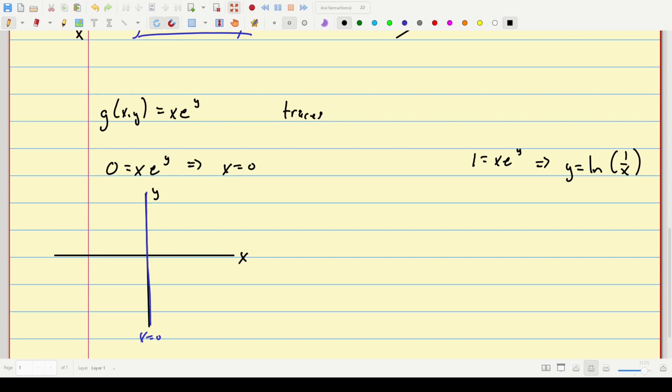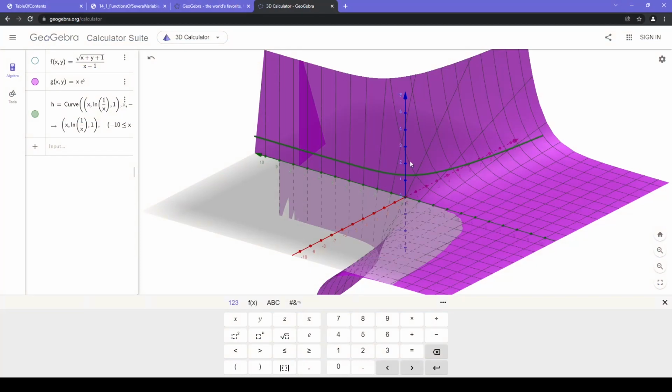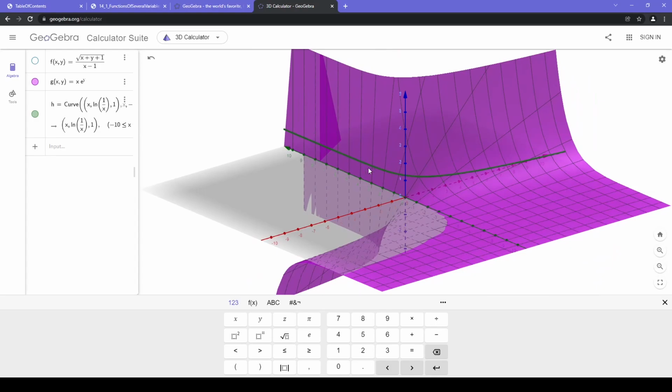Oh, whoops, I forgot to switch screens. Sorry about that. Okay, let's go through this again. What I typed in was just this part here. That's all I had to type in: x, and then natural log of 1 over x, and then 1, in parentheses. And this is just a space curve. So x is the parameter, this is the function for y, and then this is 1.